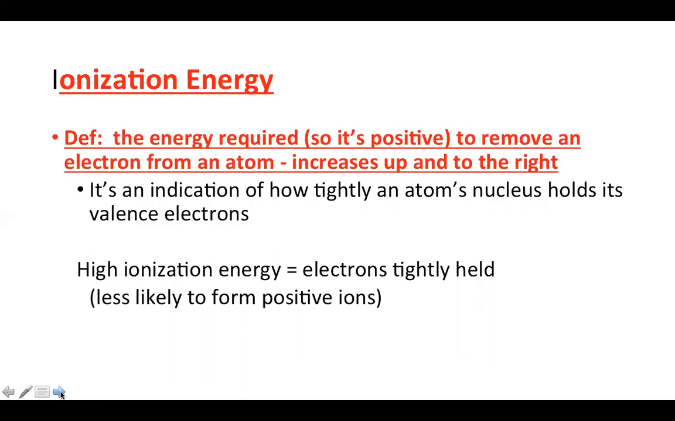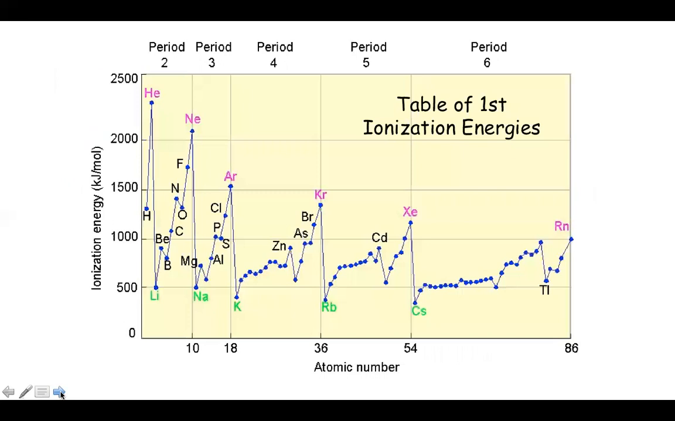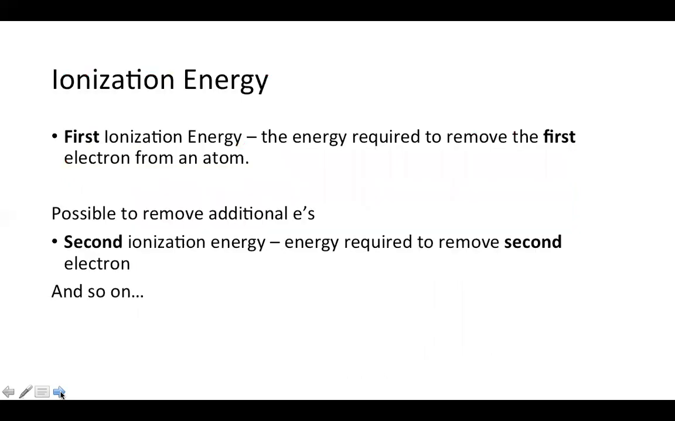As we move to the right, we're increasing the effective nuclear charge, so there's a greater pull from the nucleus on the valence electrons. So you would have to put more energy into removing one of the electrons. And as we move up, we're decreasing the size of the atom, so there's a greater attraction from the nucleus to the valence electrons.